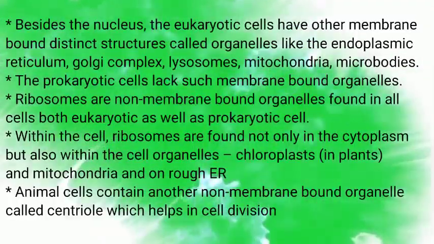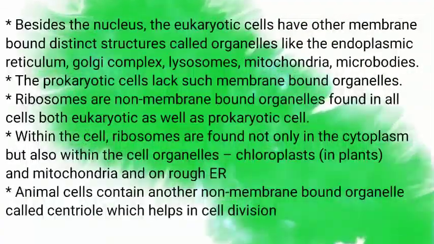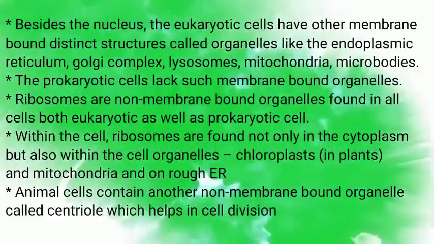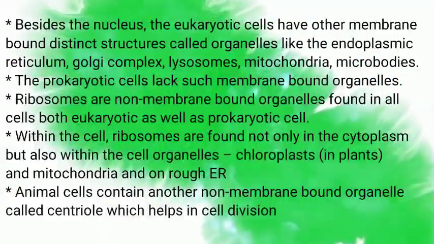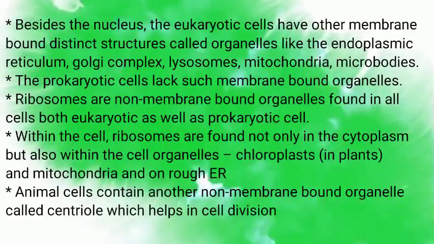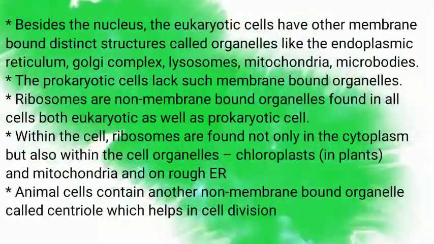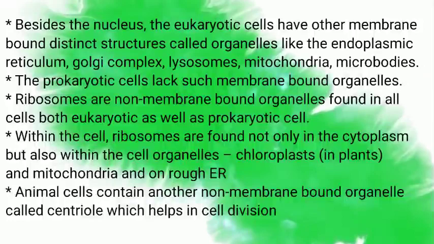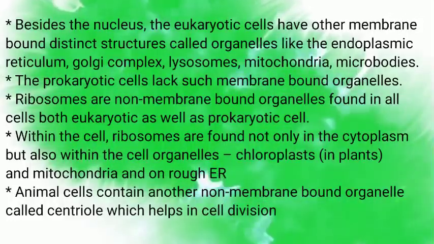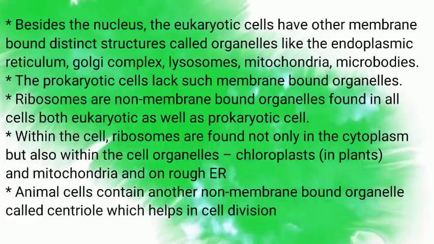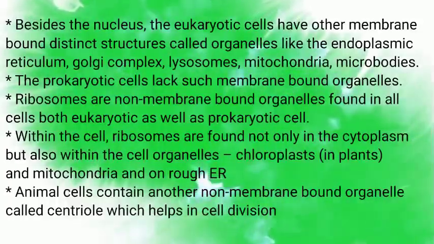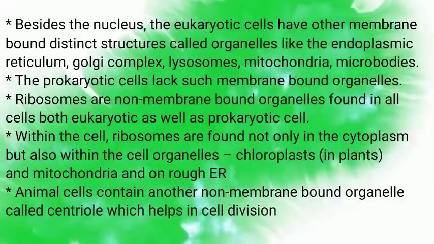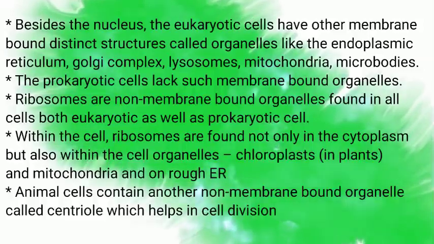Within the cell, ribosomes are found not only in the cytoplasm but also within two organelles like chloroplasts in plants and mitochondria, and on rough endoplasmic reticulum. Animal cells contain another non-membrane bound organelle called centriole, which plays a very important role in cell division. Not only nucleus, eukaryotic cells have other membrane bound cell organelles also like endoplasmic reticulum, Golgi complex, lysosomes, mitochondria, microbodies, etc.